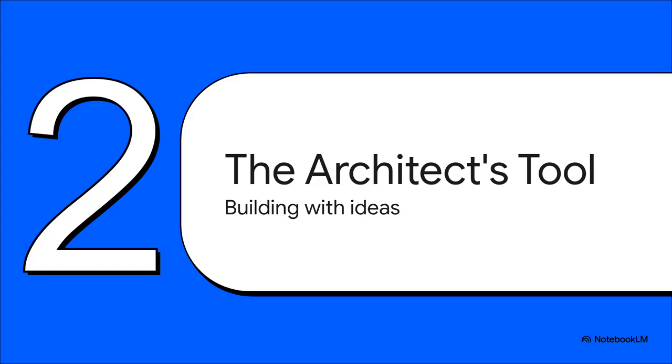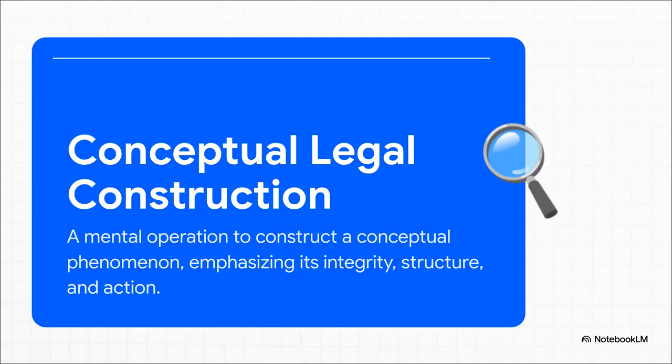It turns out jurists have a very specific and really powerful mental tool for doing just that. And here it is. The tool is called a conceptual legal construction. Now, the best way to think about this is not as a simple definition you'd find in a dictionary. It's much more like an architect's blueprint. You see, it's not just about collecting and describing the rules that already exist. It's about actively designing a whole conceptual model of a legal idea, making sure you understand its structure, its integrity, and how it's supposed to actually work.